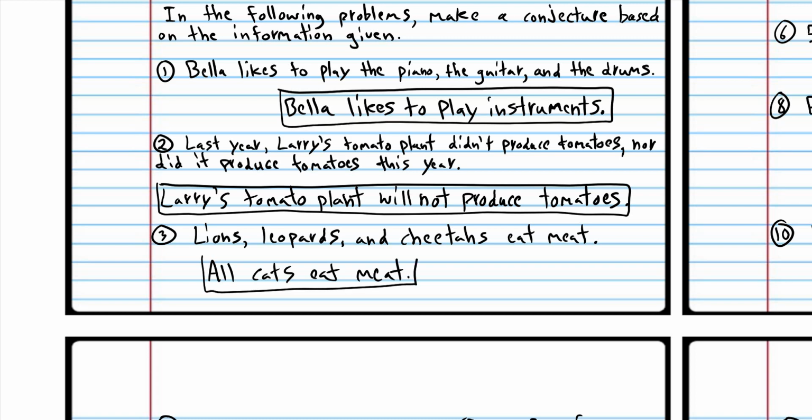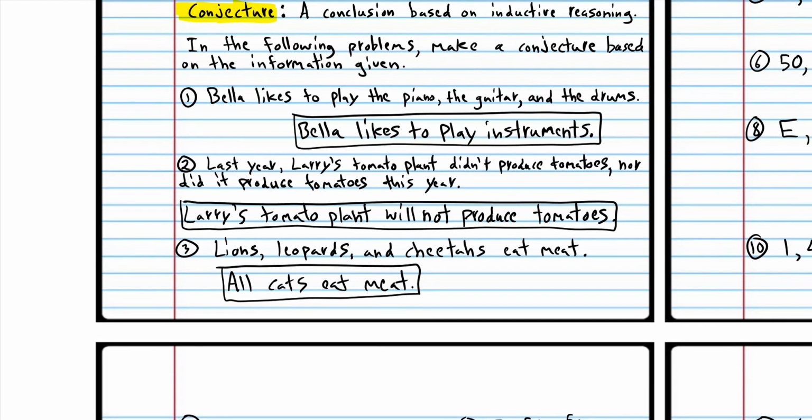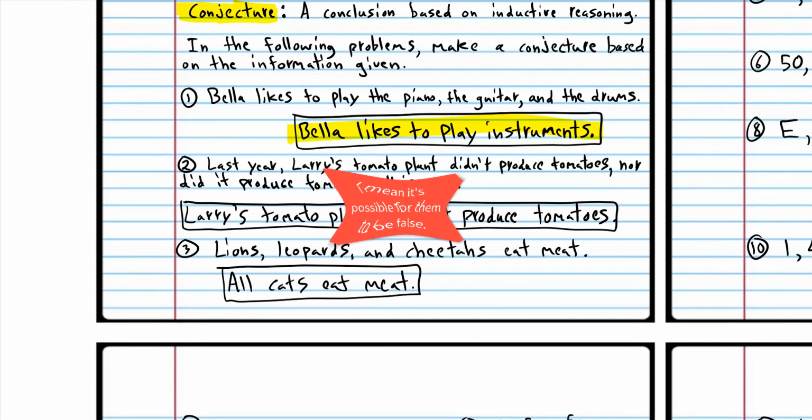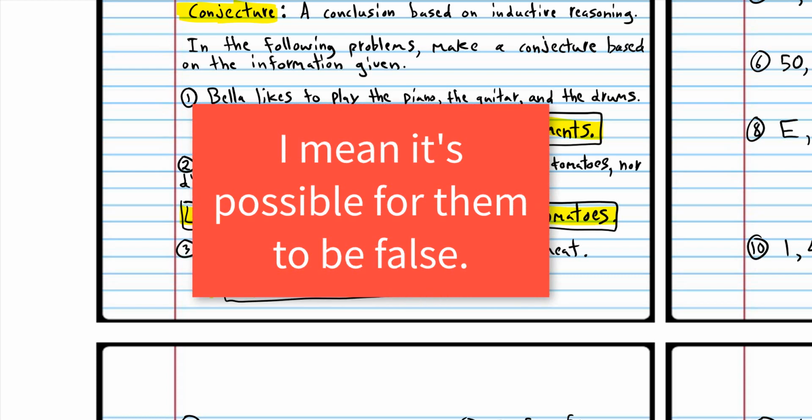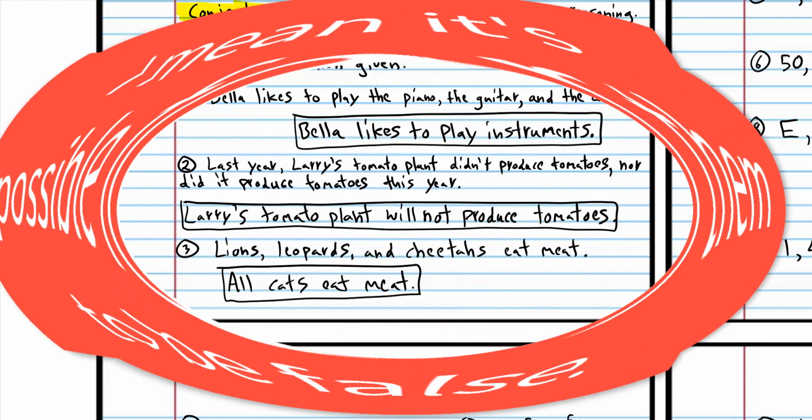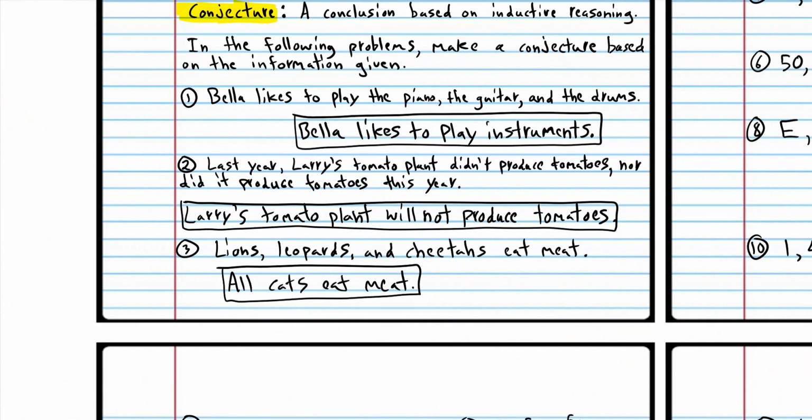Now again, that may not be true. None of these conjectures may be true. Sometimes you hear the word conjecture in a negative light. For example, you might hear somebody defending themselves saying, well, that's just conjecture. They're just coming up with conjecture.